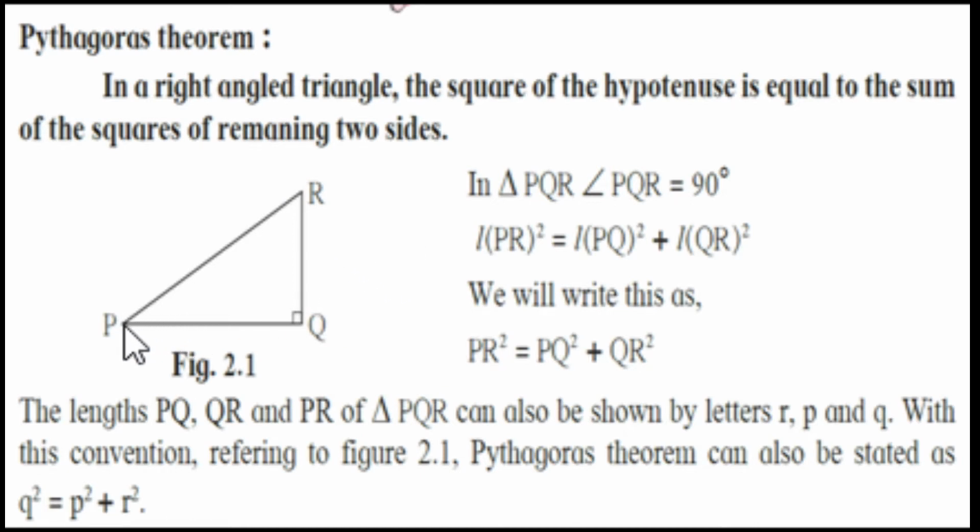This is a right angle triangle PQR. In triangle PQR, angle PQR is equal to 90 degree and PR is the hypotenuse. So what can we say? Length of PR square is equal to length of PQ square plus length of QR square. We will write this as PR square is equal to PQ square plus QR square. Okay. So if the lengths are R, P and Q, then what can we say? That QR square is equal to P square plus R square.